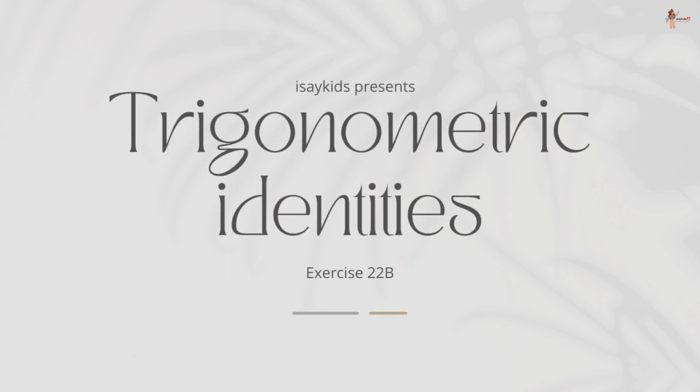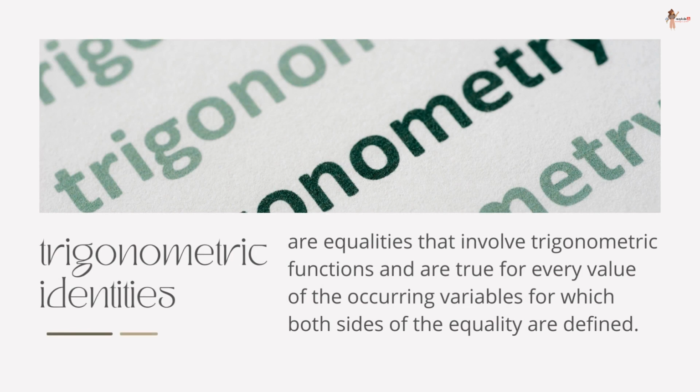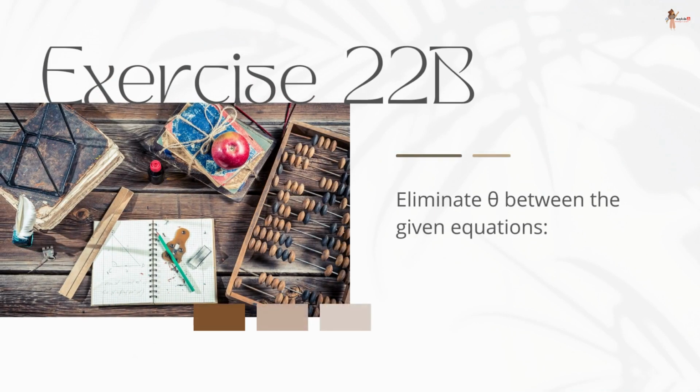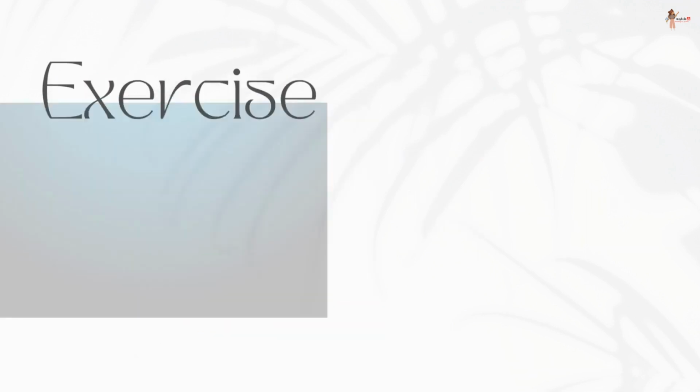Let's start with this exercise of trigonometric identities. In trigonometry, trigonometric identities are equalities that involve trigonometric functions, and they are true for every value of the occurring variables for which both sides of the equality are defined. In this exercise, we need to eliminate theta between the given equations. Now, how do we do that?